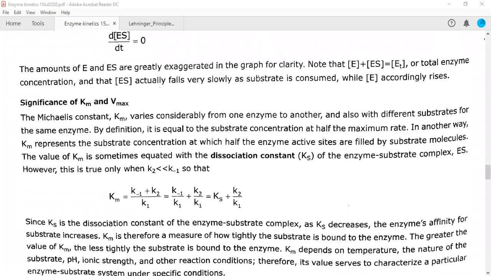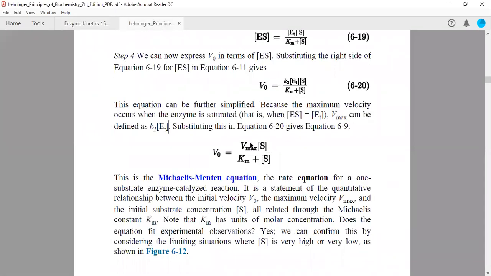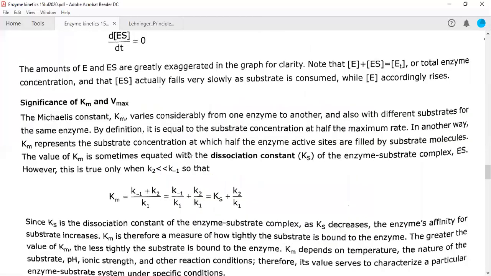Now we have two things in our hand from the equation. One is V maximum, one is the Km value. So what is the significance of having these values in this equation? This is a question that should come into our mind now. The first thing is the Km, and the second thing is the V maximum.